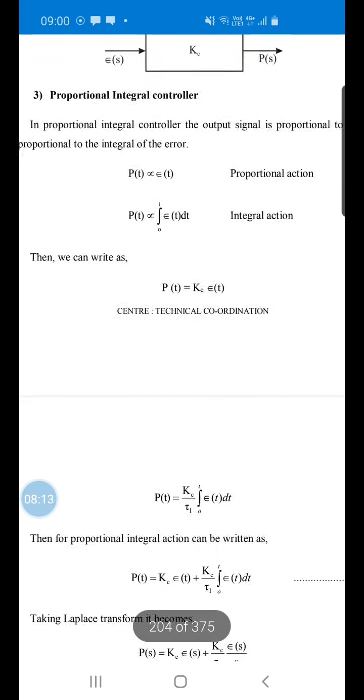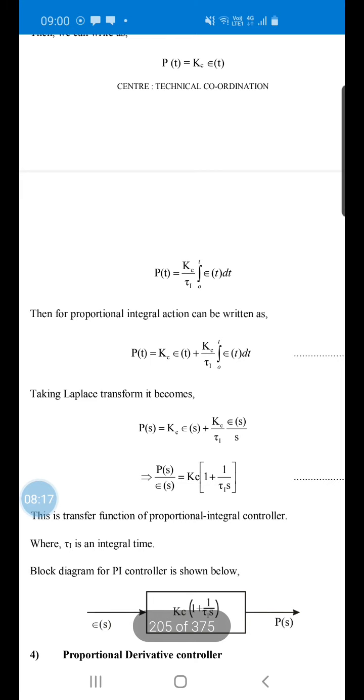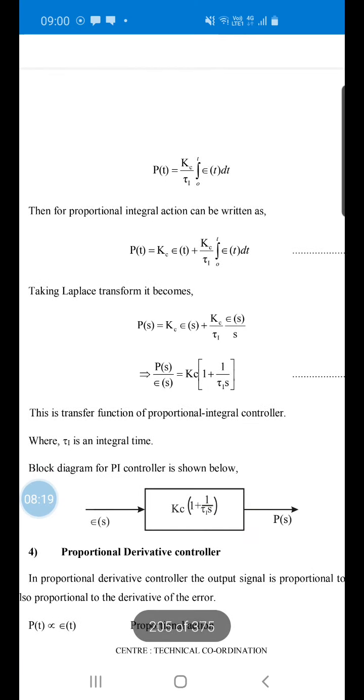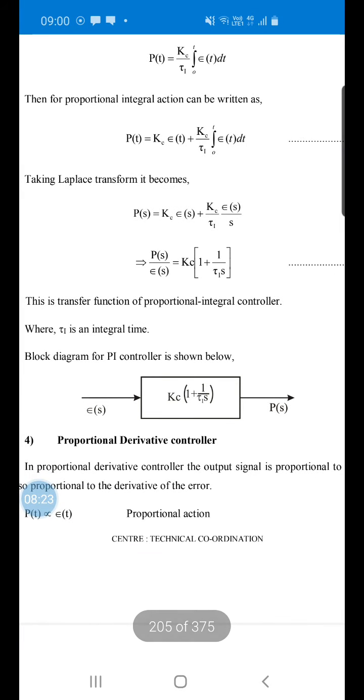So you can combine together and you can find out its Laplace transform. So this is the way you can find out the Laplace transform for the proportional integral controller. It will be P(s)/ε(s) = Kc(1 + 1/τIs), where this τI is called the integral time. So earlier it was nothing but only Kc, now τI is introduced here.